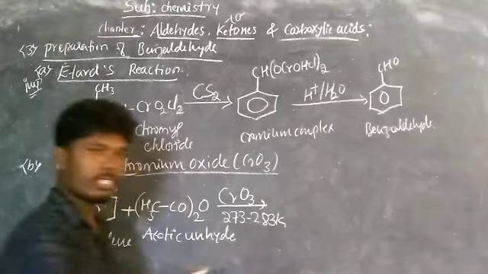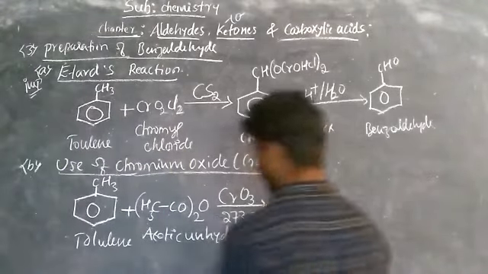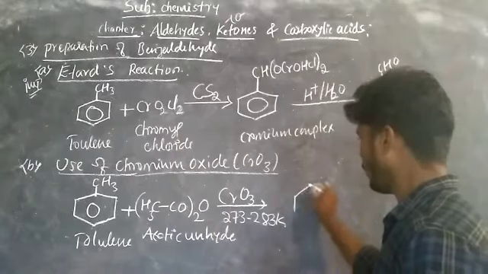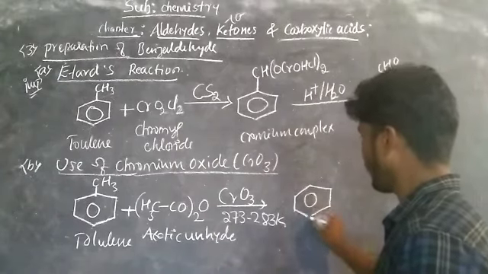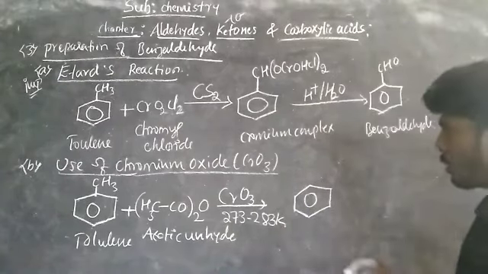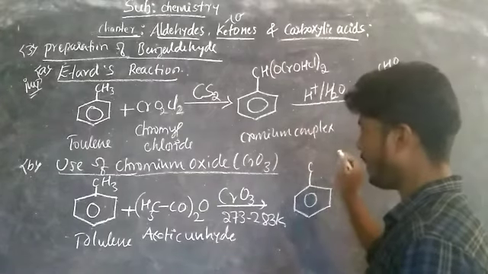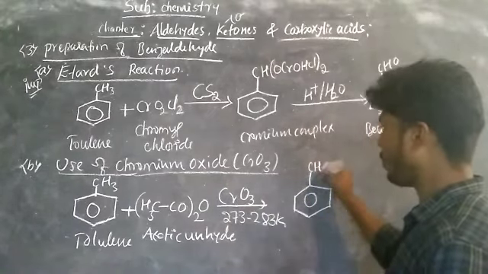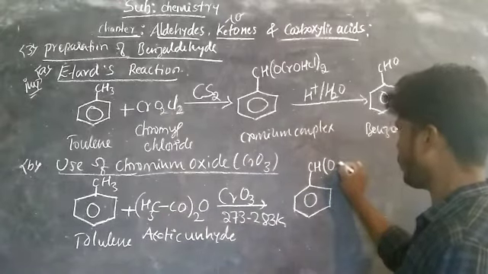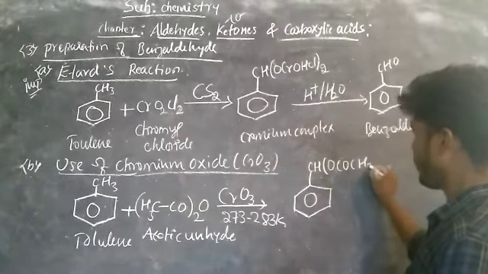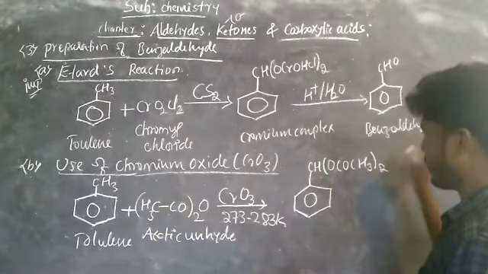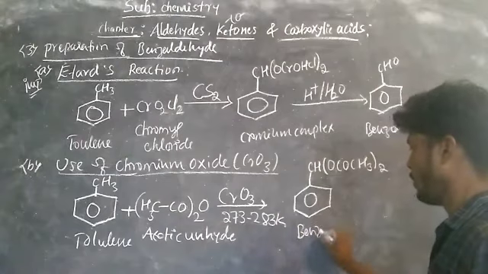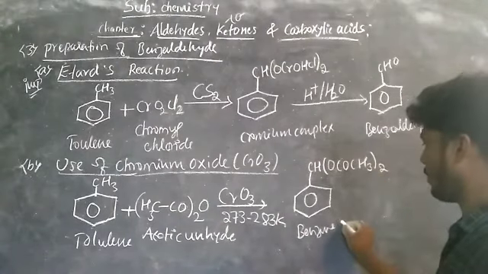Under this temperature you get a compound called benzene diacetate. Benzene bonded to CH, with O and COCH3 bonds, COCH3 twice. You get such a compound. This is called benzene diacetate.